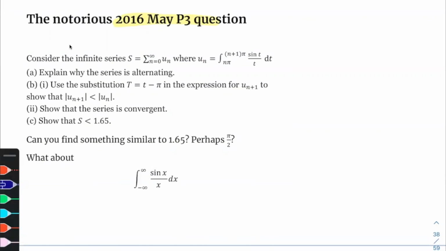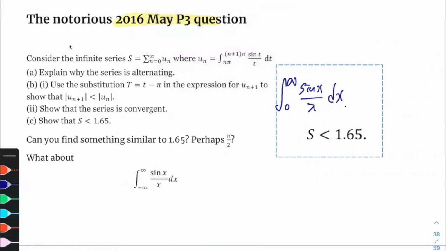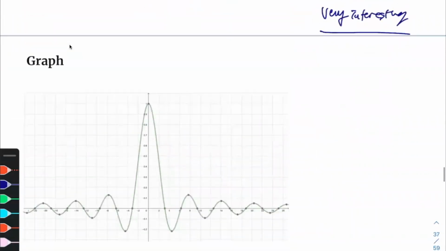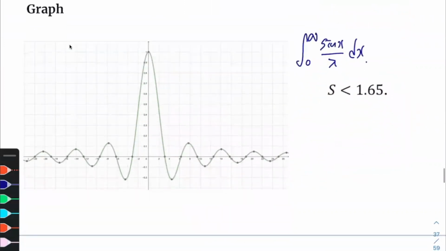But here's the thing. Look at this. The aim of the question was to integrate this, sine x over x dx. But I want you to check it out. It was something with 1.65. If I integrate this, I'm trying to find the area. We were trying to figure out the area to the right. And as you can see, we had to show that it's actually less than 1.65, but it's very close to 1.65.